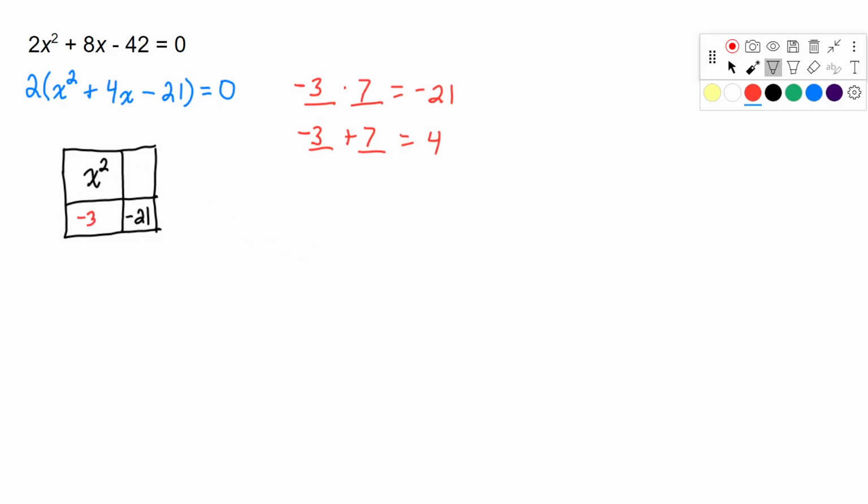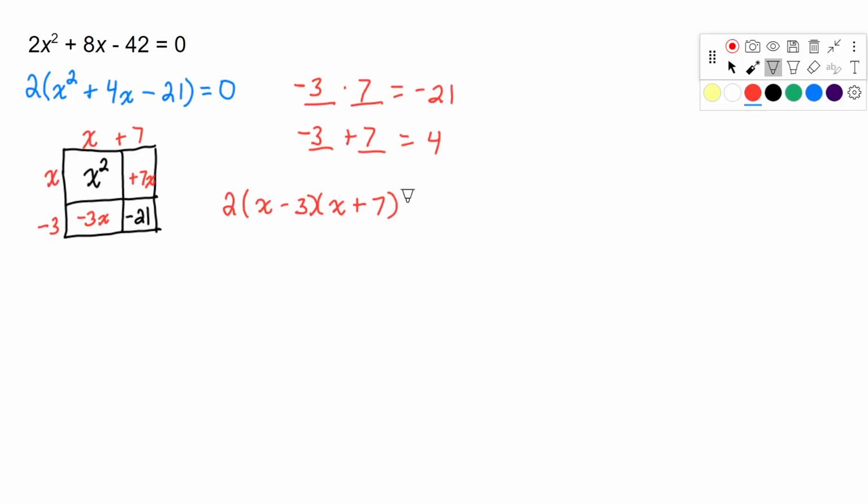So we have a negative 3x, we have a positive 7x, which means I'm going to have x times x to get x squared. It'll be a plus 7 times x to get 7x. It will be a minus 3 times x to get negative 3x, and we already confirmed that 7 times negative 3 is negative 21. So my factored form, don't forget, still has that 2. So we have 2 times x minus 3 times x plus 7.